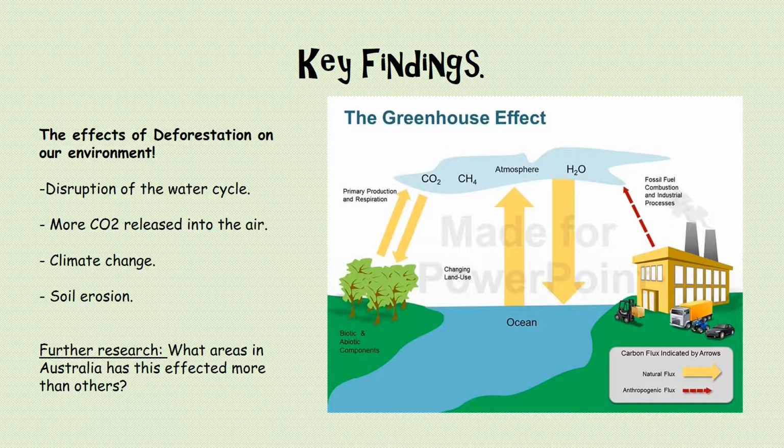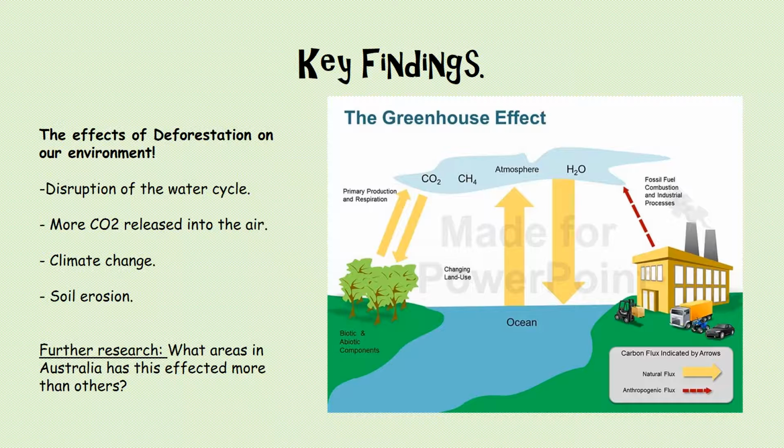Deforestation has a massive effect on our environment. It's disrupting our water cycle. The more trees that are cut down, the less water is getting transpired into our atmosphere, negatively affecting our rain cycle and evaporation. From this lack of water, it's dehydrating the environment, and our soil is losing its moisture, causing soil erosion and chances of drought.